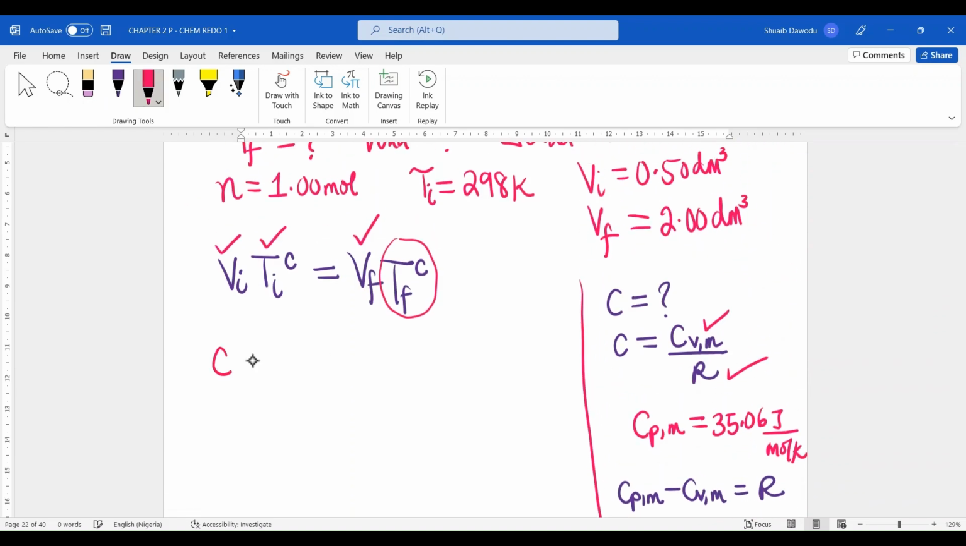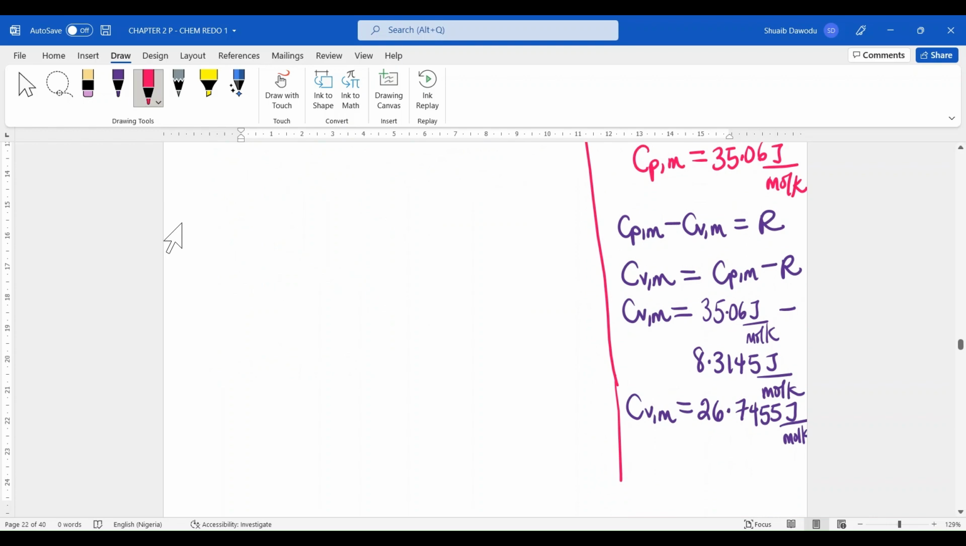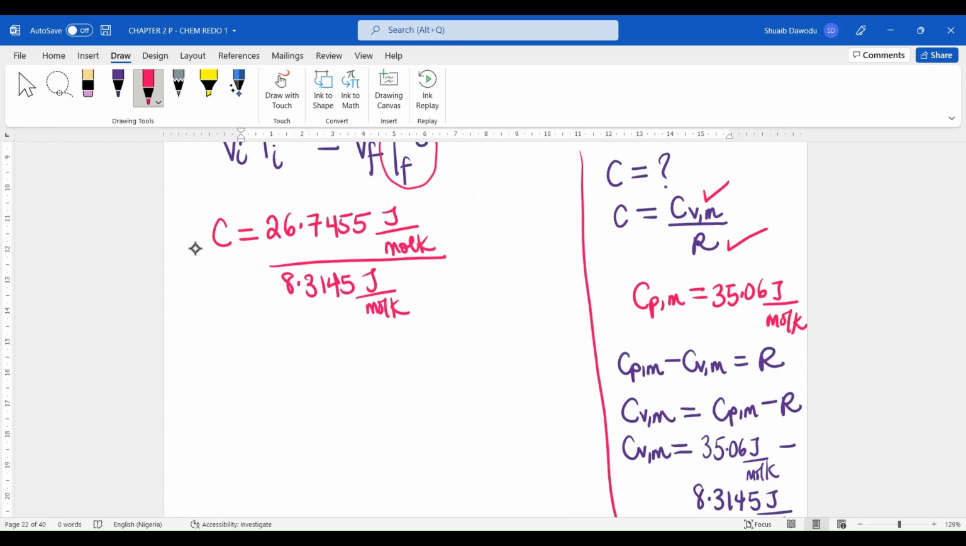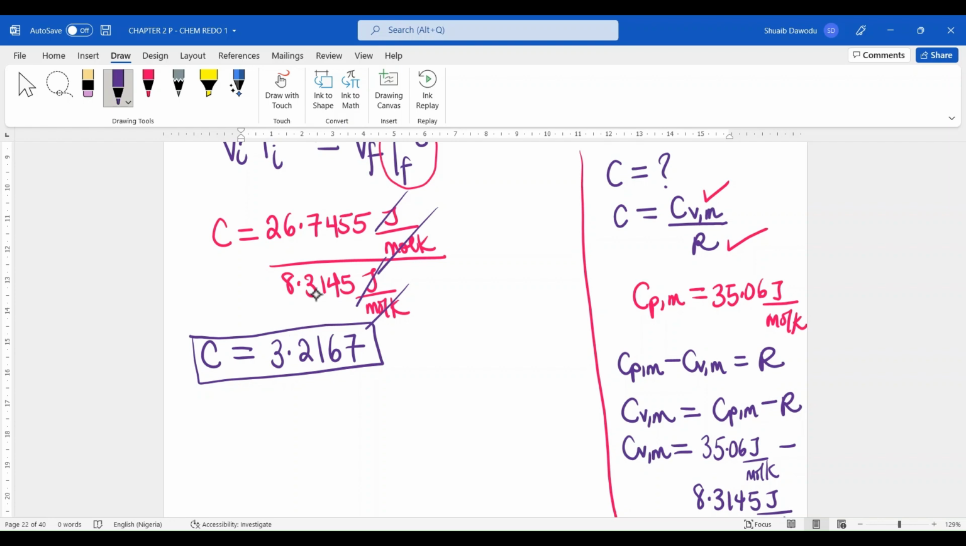Well, since we know C is what we're looking for, and we know C_V,m is just what we determined at the bottom, which is 26.7455 joule per mole Kelvin, divided by the value of R, which is 8.3145 joule per mole Kelvin. So we cancel out the joule per mole Kelvin, because C actually doesn't have a unit. When we divide this in our calculator, we end up getting 3.2167. So this is the value we are looking for, and we've determined C to be that value.